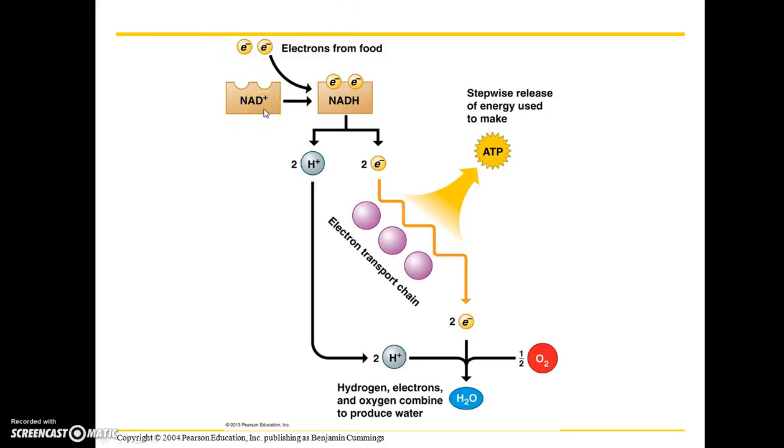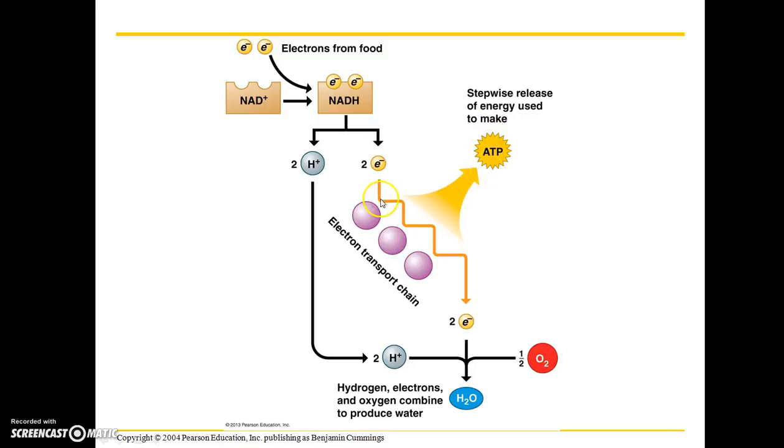So again, NAD+ is that initial electron acceptor. It accepts an electron and it becomes reduced. It becomes NADH. Now, for every NADH molecule here, we're going to have two electrons being transported down this electron transport chain. And with each fall here, there's going to be a release of energy. So it's this stepwise release of energy that's used to make ATP.